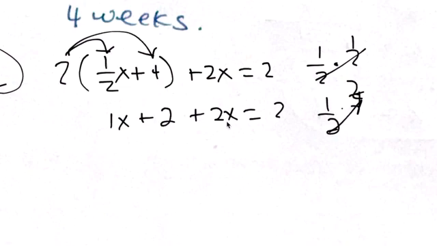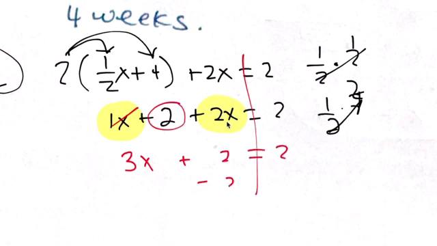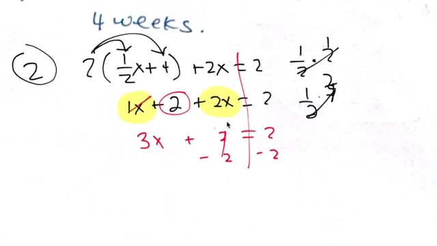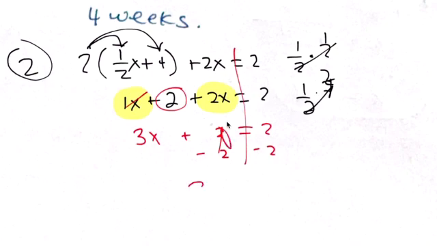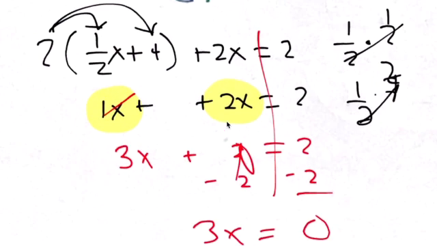Add them together, combine the things that are alike here. These two are alike, add them together. Get 3x plus that 2 that we didn't do anything to. 2 subtract 2, subtract 2. That's 0. 3x equals 0. Aha. Forgot to multiply. Here we go.